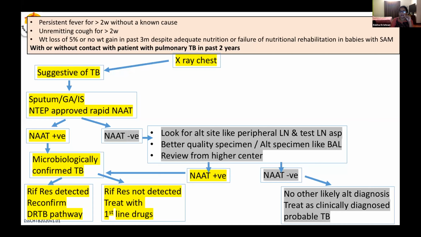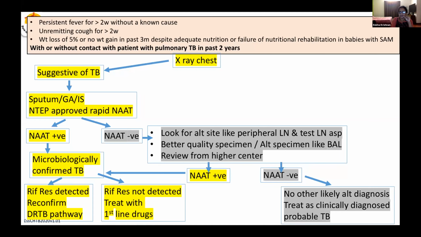And the specialty of this test is that we can identify rifampicin resistance also. And if there is no rifampicin resistance, then you can straight away treat that child, that patient, with the first line anti-tuberculous drug. So there is no confusion on that. And the second possibility is, if you get a rifampicin resistance case, then you have to go in the pathway of drug resistance tuberculosis that we will be covering in the next session, next week.